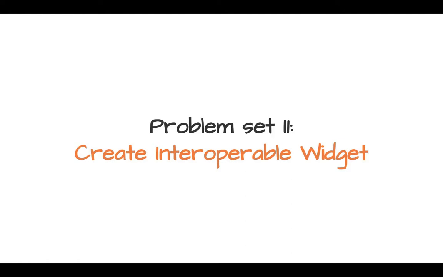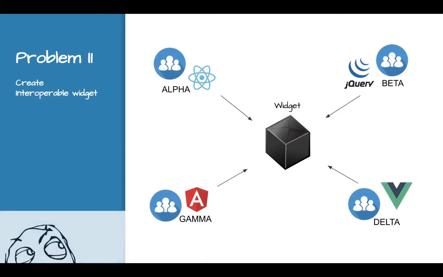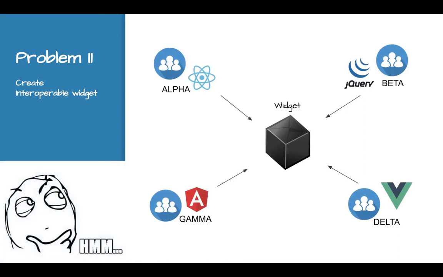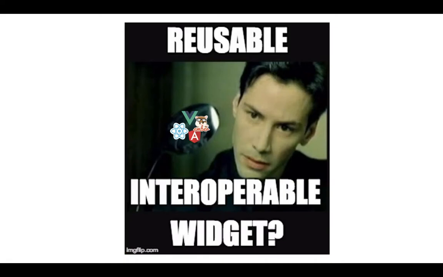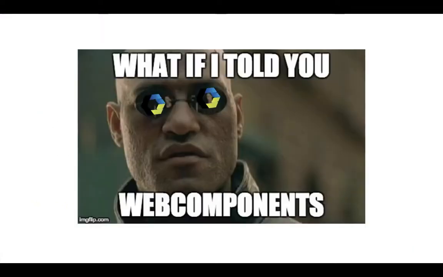Let's introduce a new problem. How would you create an interoperable widget? What I mean by interoperable, let's say this is just a black box and it will work with any existing framework or technology. How would you do that? Maybe he knows. Actually, you cannot do that. It's just not possible with frameworks as we know them today.